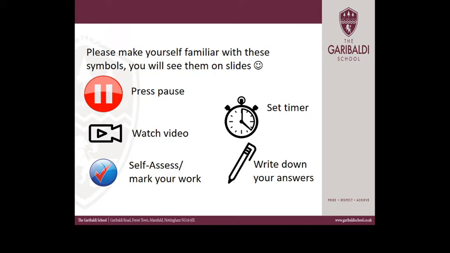So, before we start today's lesson, we're just going to familiarize ourselves with the symbols because you'll see them on some of the slides. So we have press pause, watch a video, self-assess and mark your work. This is really, really important. Please, please, please, you must self-assess. You must mark your work. Set a timer and then write down your answers. These will either be on your whiteboard or on the Word document that is attached to your assignment in Teams.